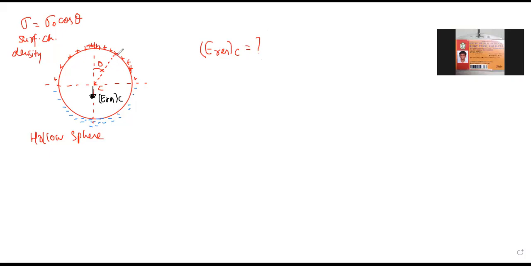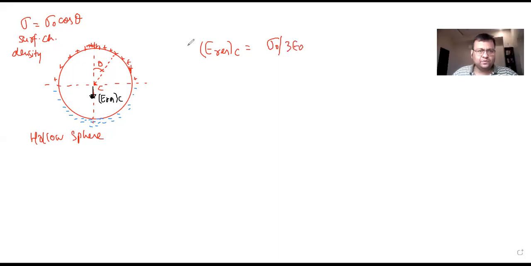Differential element, sigma by 3 epsilon. Yes, good idea. How to solve this? We have to take an element at angle d theta and integrate, take differential rings and integrate, right? That is one way.